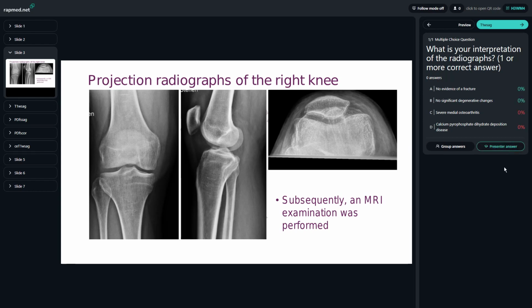So I do not see any fracture. I do not see significant degenerative changes. But still the patient has pain. So we performed an MRI examination.